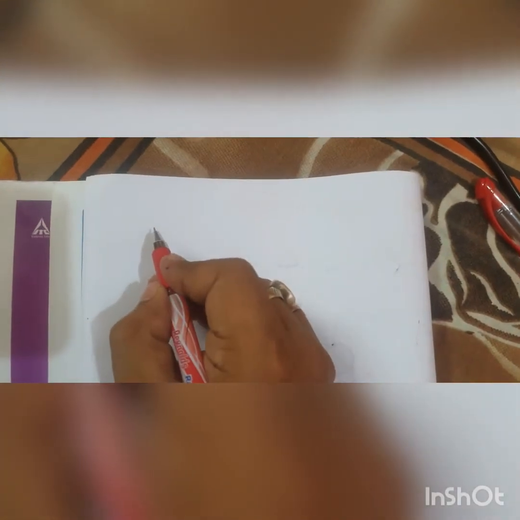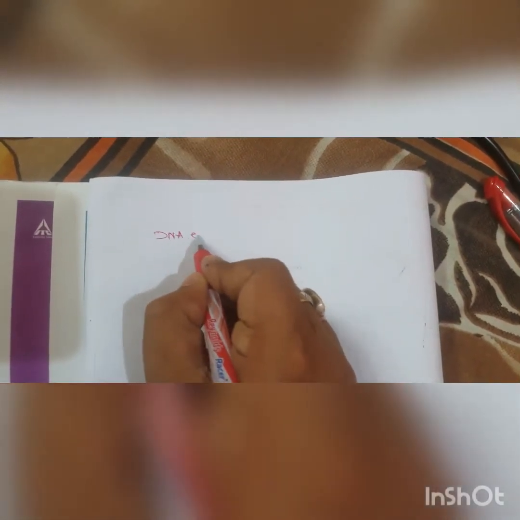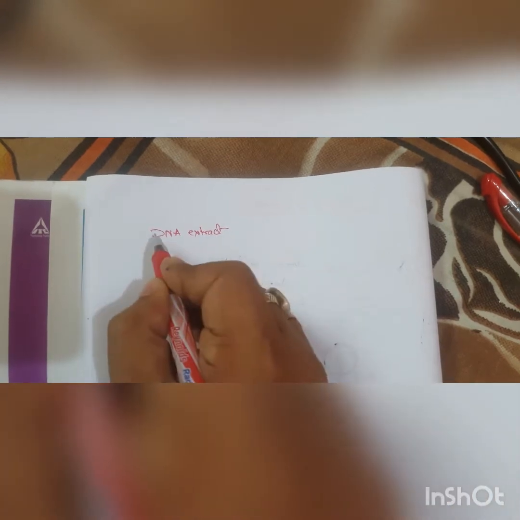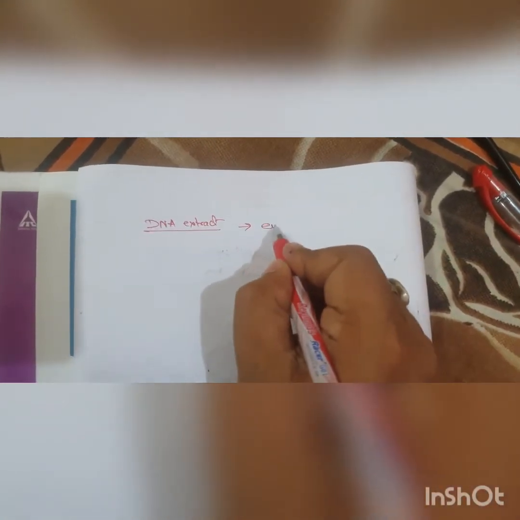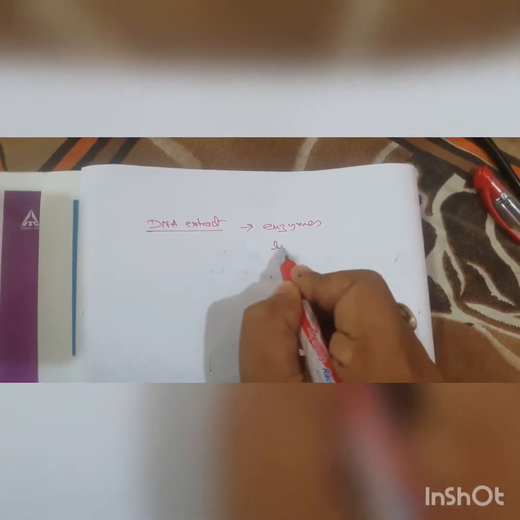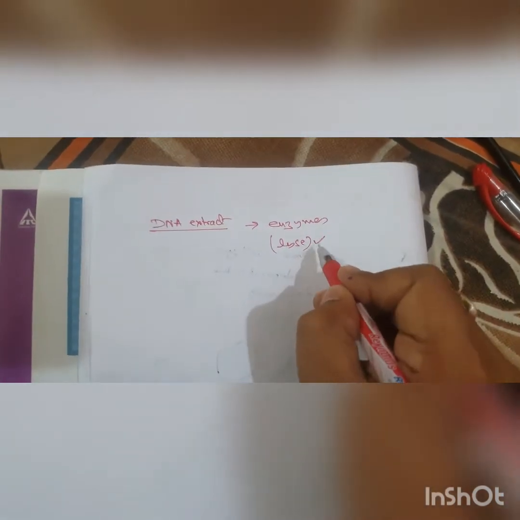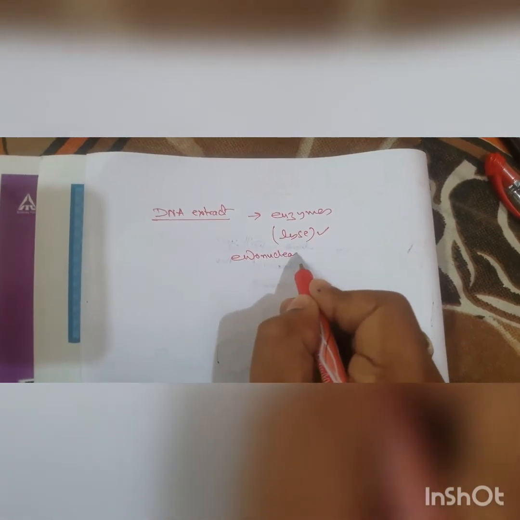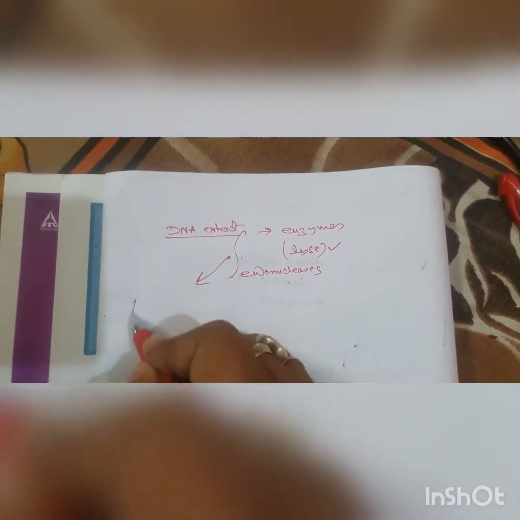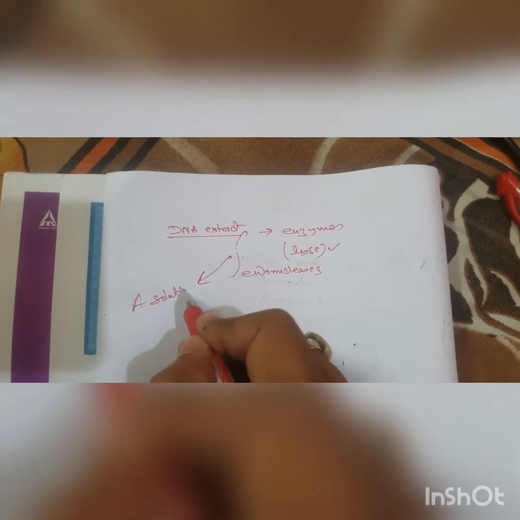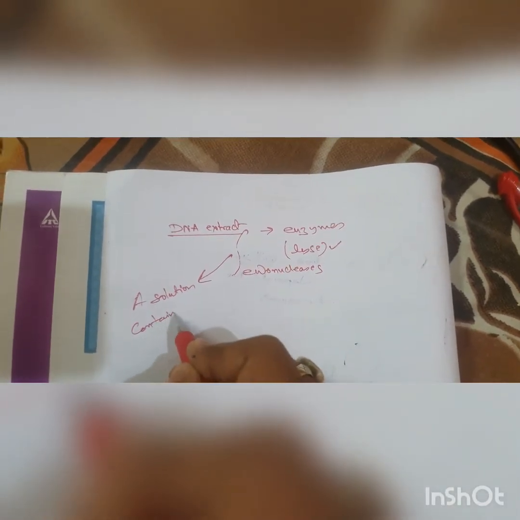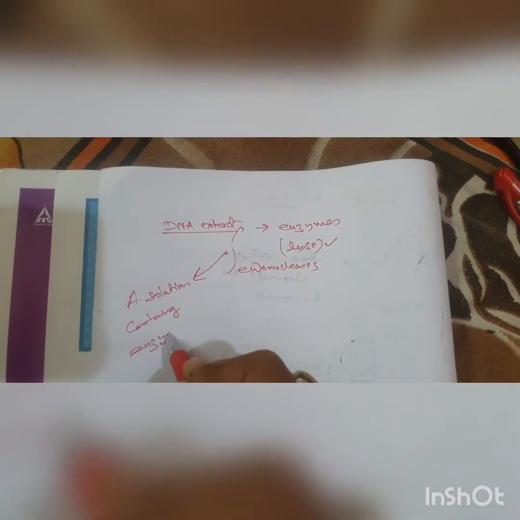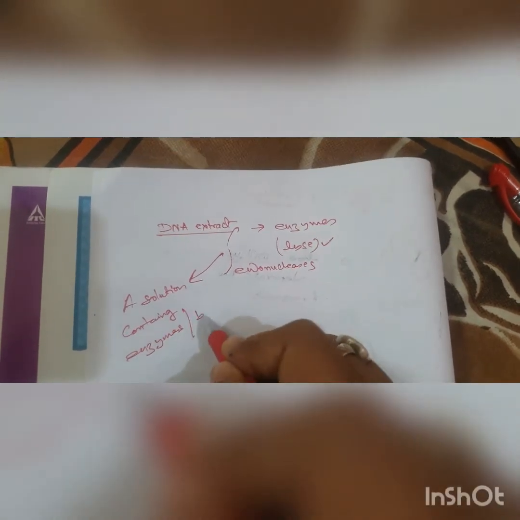Now let us try to understand. First you will take the DNA extract. How did you extract the DNA? You extract the DNA by using various enzymes which can lyse the cell, which can lyse the nucleus. You have used various endonucleases. So you have basically used a solution containing lots of enzymes and buffers, right?